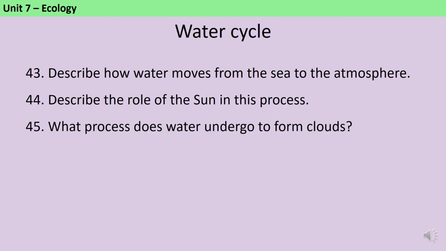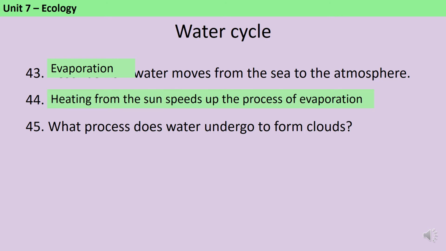Water moves from the sea to the atmosphere when it evaporates, and this happens faster when the sun is shining because this is going to warm up the water and speed up the process. When that water vapour is in the atmosphere, it condenses to form clouds.